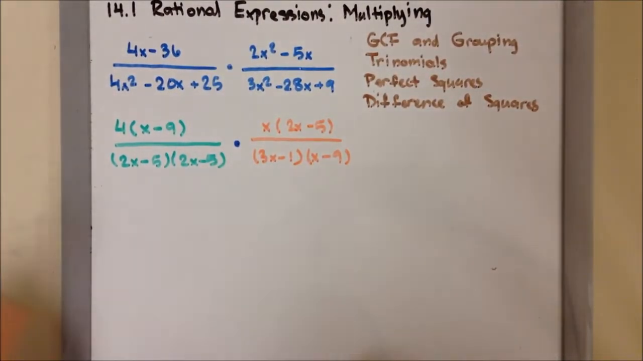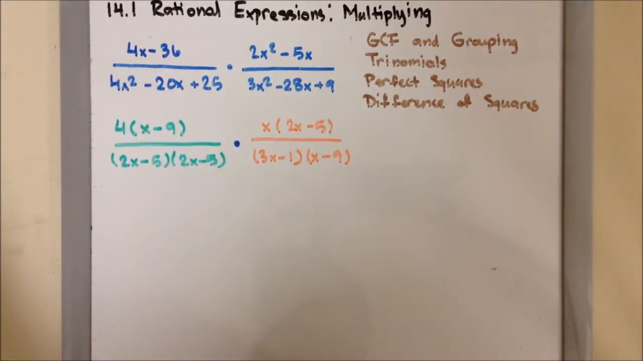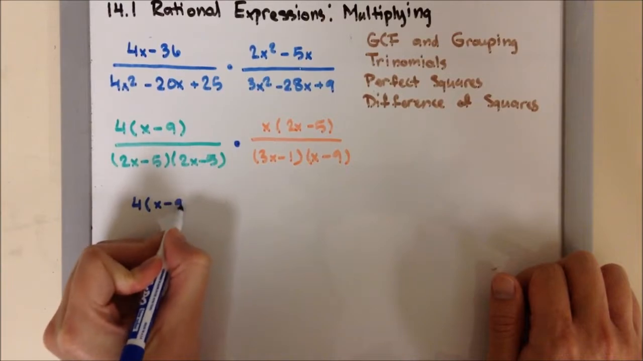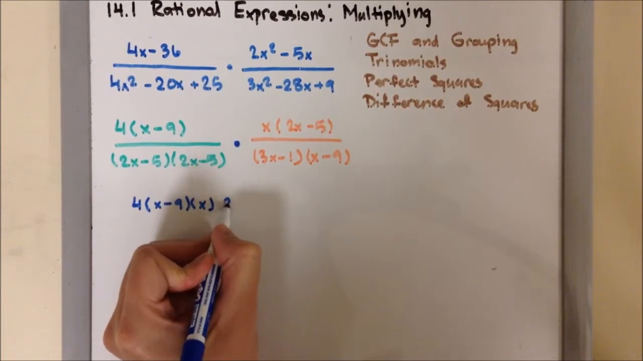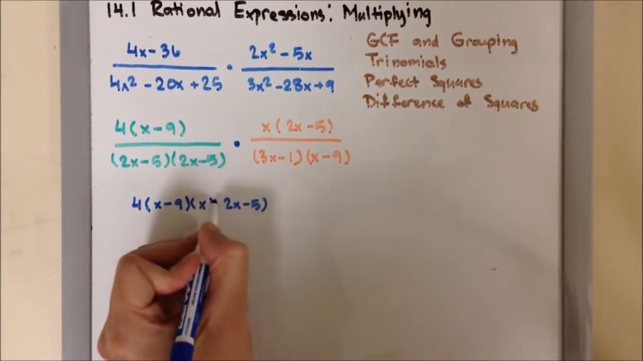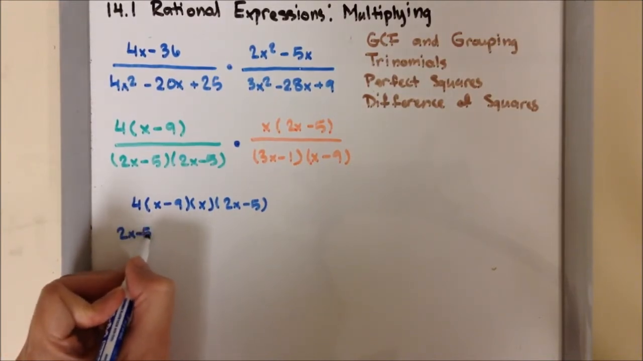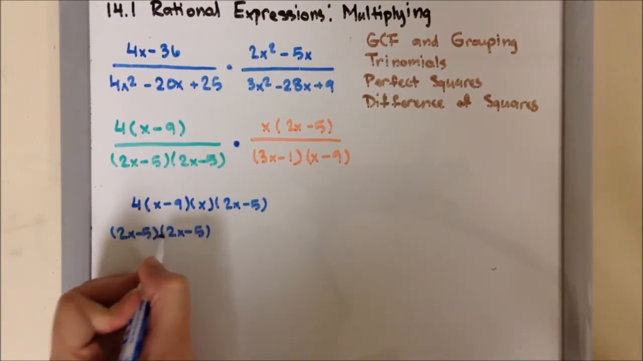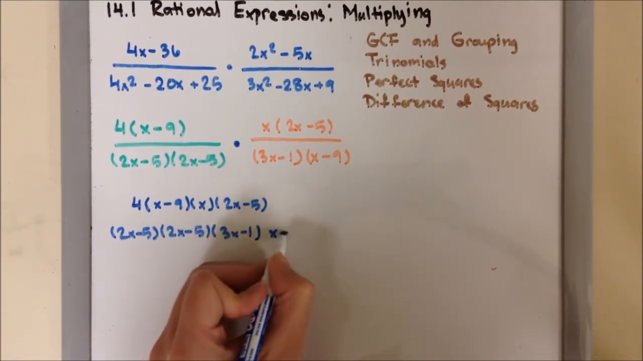So I finished factoring, and since it's multiplying, I'm going to combine it as one big fraction, put it next to each other. So I'm going to have 4 times x minus 9 times my x, I'm going to put that in parentheses, times 2x minus 5. And then my denominator, I'm going to have 2 of the 2x minus 5 in parentheses. And then 3x minus 1, and then x minus 9.